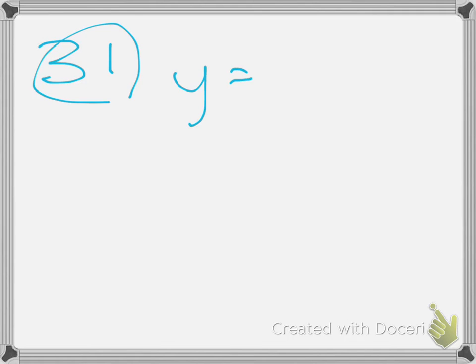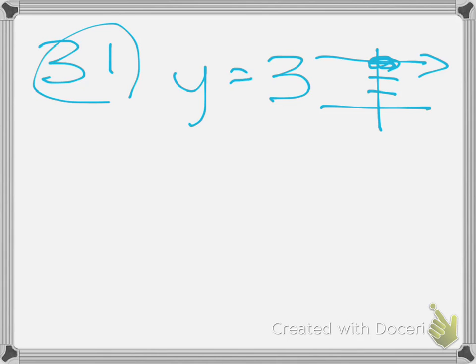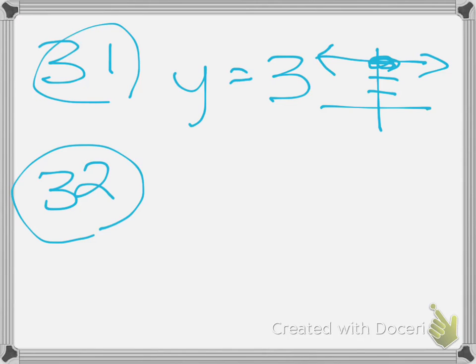Number 31. y is equal to 3. That is going to be a horizontal line. And you can just go there and plot it. Some classes do a table. In our class, we've just done it like that. Number 32, I'm not going to do. It's very similar to number 30. However, it's just one equation.